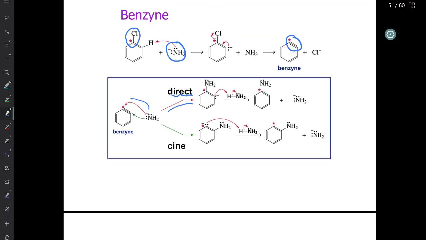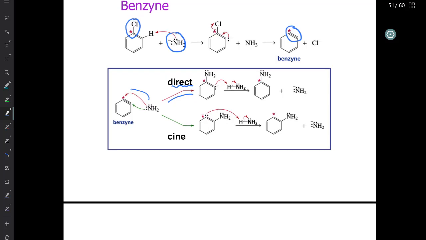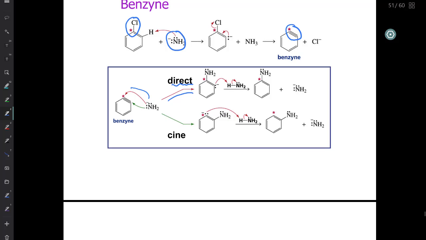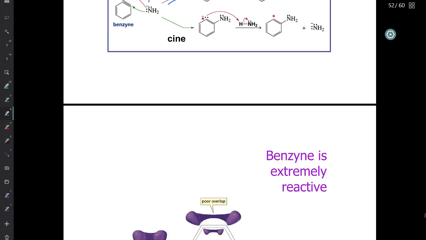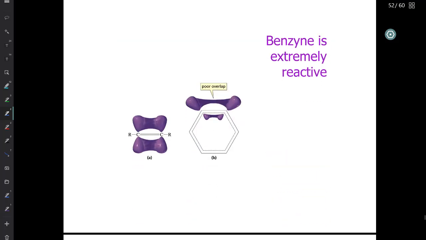Now, the way they know this is the mechanism for the reaction is they take a benzene ring with the carbon with the leaving group labeled as carbon 13 or carbon 14, and then they can do a spectral analysis to determine which carbon the chlorine was attached to, or that a nitrogen is attached to at the end of the reaction. And as it turns out, you get an even proportion of the nitrogen either directly substituted or on the adjacent carbon. So benzynes are really reactive.